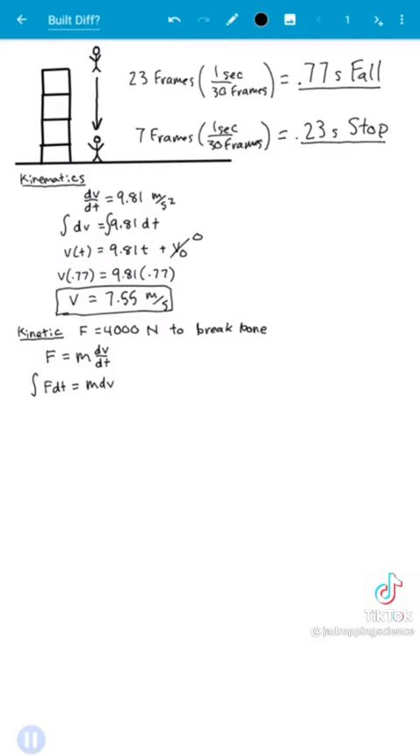This will be a definite integral from 1 to 2, where 1 is the starting point before impact and 2 is after impact. Is the mass of Mr. Built Different a function of velocity? Well, unless he's burning some crazy amount of calories on the way down, no, it's just a constant and we can take it out. Now we evaluate our definite integral and we can write it as m delta v.